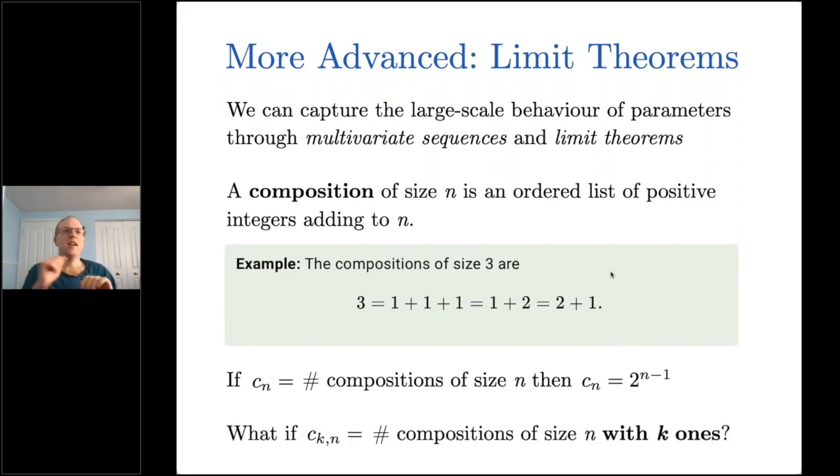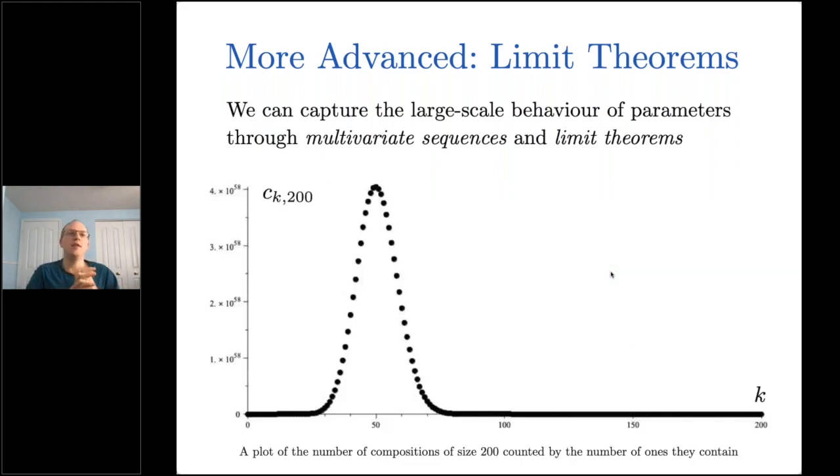But what I want to focus on now is, what if I don't just care about the size of a composition? What if I also want to keep track of how many ones it has? So now I'm tracking 2 pieces of information: the size, or the sum of the list of positive integers, and the number of times 1 appears. If you plot out the compositions of size 200 by the number of ones they contain, you get something that looks like this. Of course, this is a normal curve looking thing.